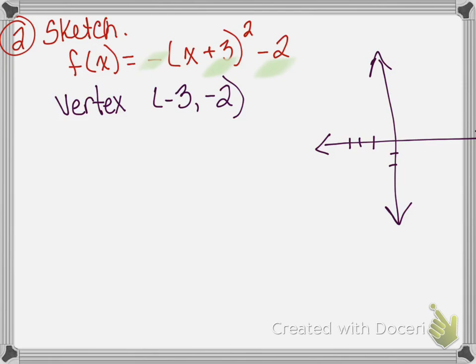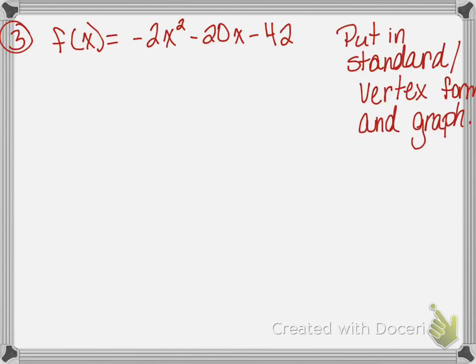Okay, so -3, -2, so there's the vertex of my parabola. I do not have a stretching or shrinking factor, and so that's what my parabola will look like. Okay, now our next one is not in the vertex form yet. It's just in -2x squared minus 20x minus 42.